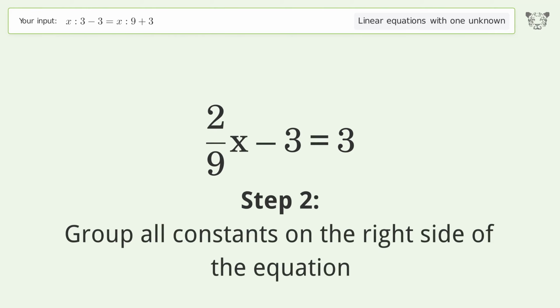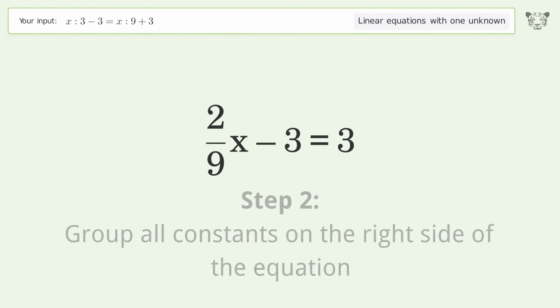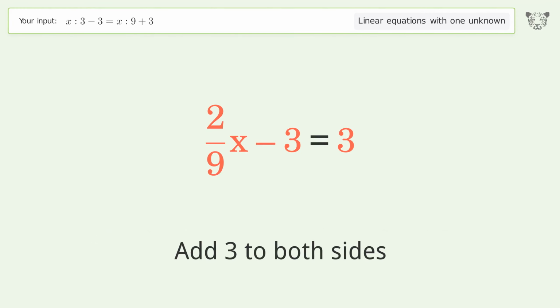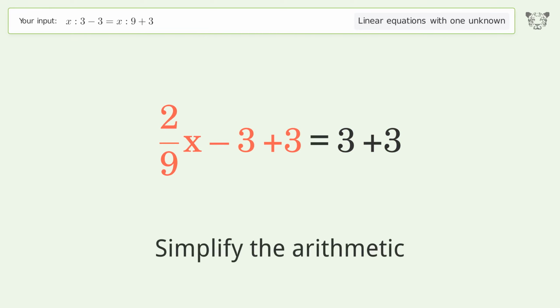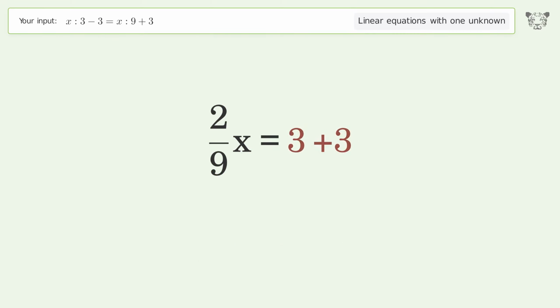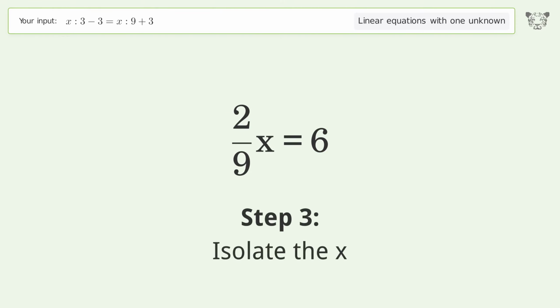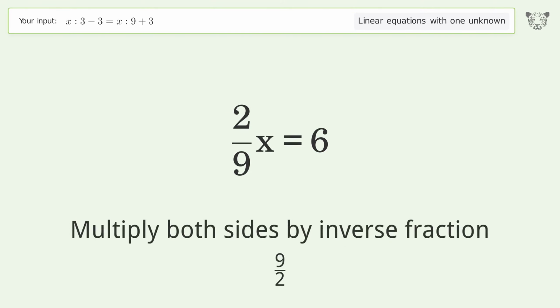Group all constants on the right side of the equation. Add 3 to both sides. Simplify the arithmetic. Isolate the x. Multiply both sides by inverse fraction 9 over 2.